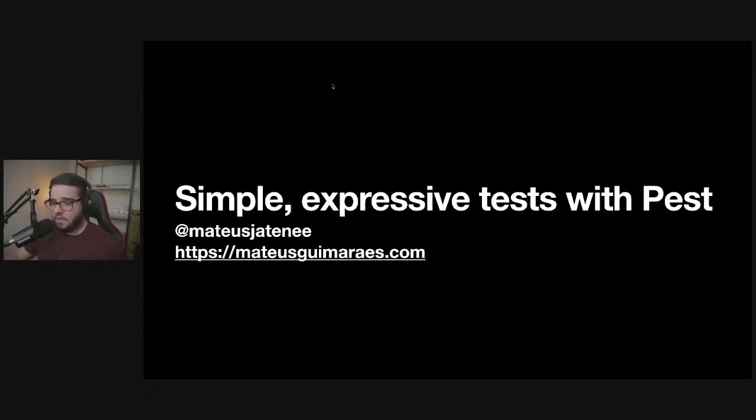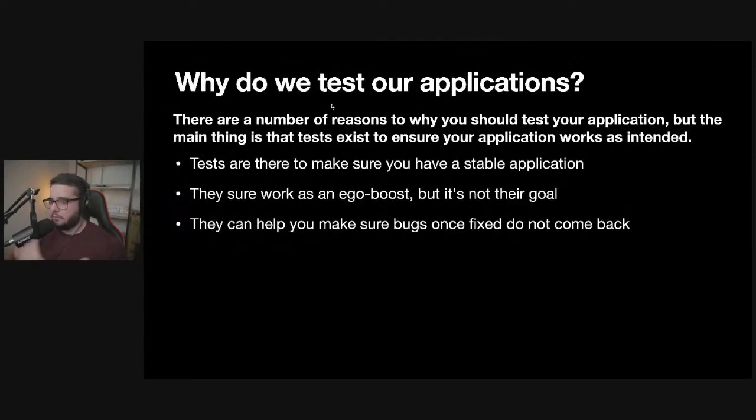So, let me go to the first slide. Why do we test our applications? There are a number of reasons to test your applications. Sometimes people like to do test-driven development, to have tests drive their code. Some people care about the stability. Some people like to know that what they're doing is working as intended. Some people write code first and test later. But at the end of the day, the tests are there to ensure that you have a stable application.